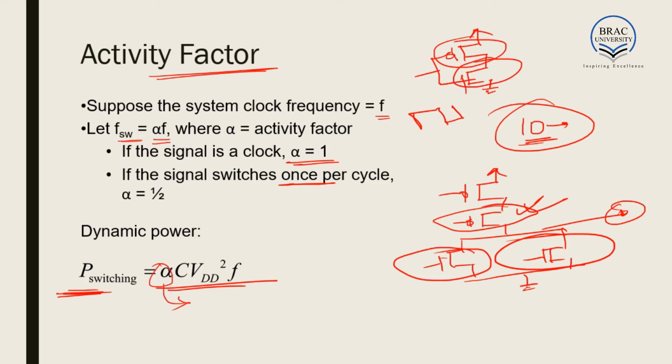So in order to compensate for it, we need an activity factor which will always be less than or equal to 1. That activity factor will compensate for the number of MOSFETs that will be switched on. We'll be learning about how to measure the activity factor in the later part of this lecture.